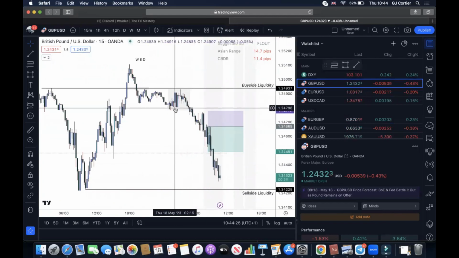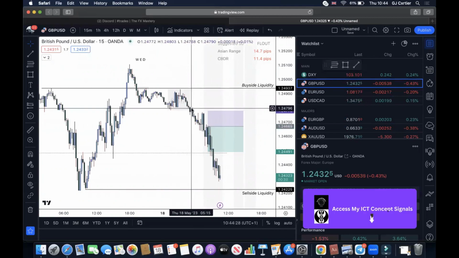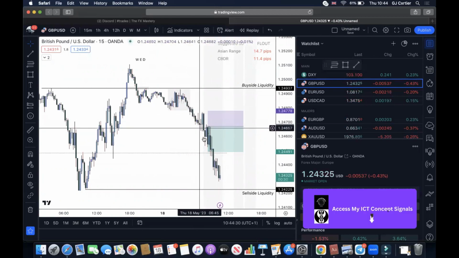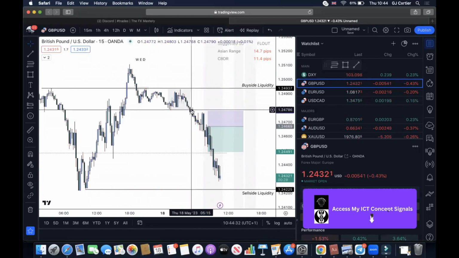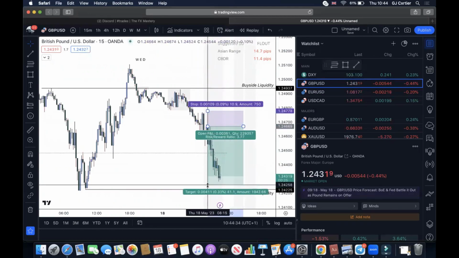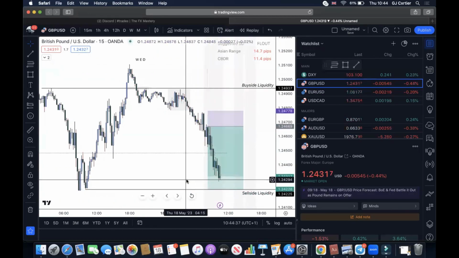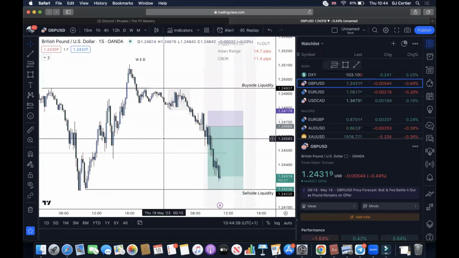You could have first taken this breaker block entry here, just after Asian low was taken, and that would have also been an A plus setup. So let's say we run this to the low, which I do believe this low will get taken out today. We've got a nice 4R trade.